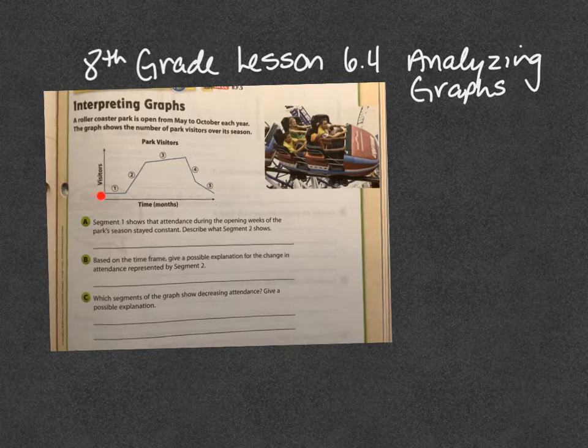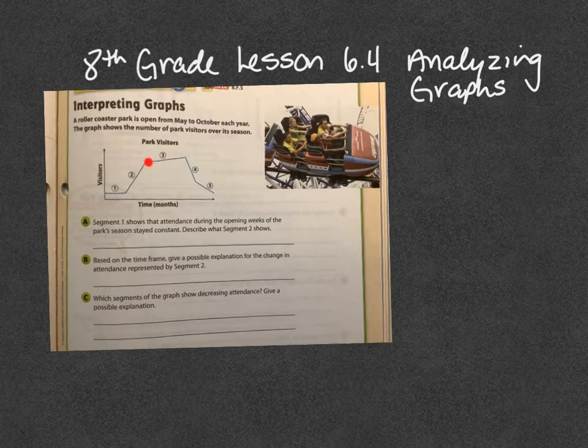So this would be a low amount of visitors. This would be a high amount of visitors. And this is the time in months. They said from May to October. So we start in May. And it looks like we have some visitors, right? And then what happens here in terms of visitors over time? Somewhere in June or July or something like that, we see a rise in visitors at the amusement park.